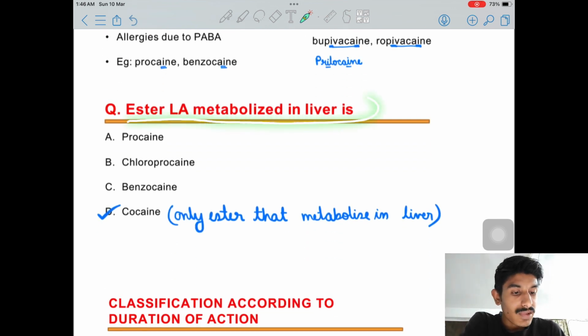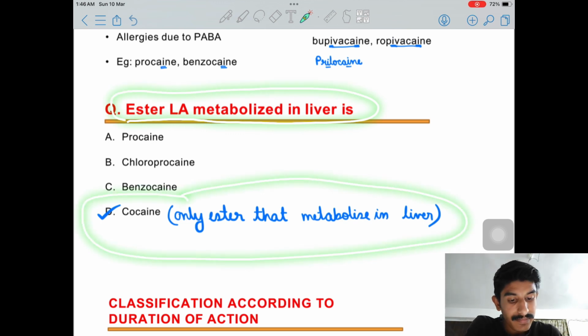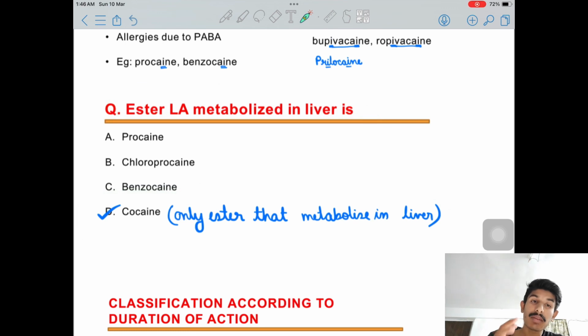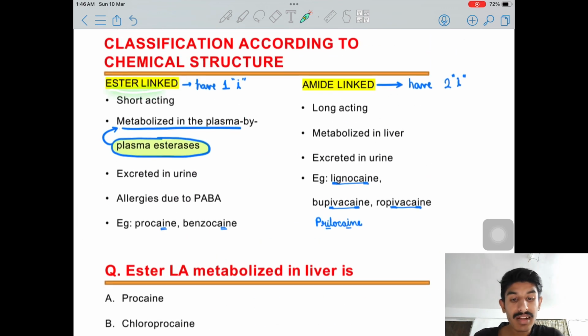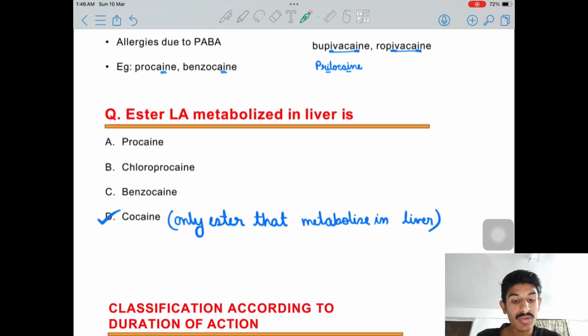The only ester local anesthetic metabolized in the liver is cocaine. Ester links are normally metabolized by plasma esterase, so this is the only exception: cocaine is metabolized by the liver.